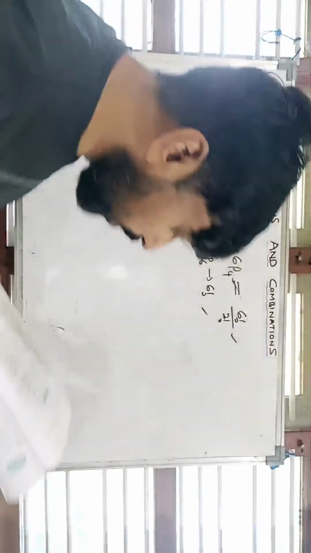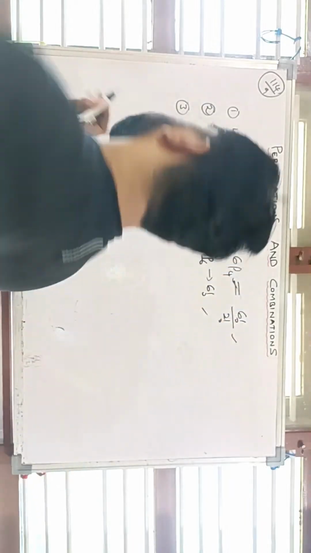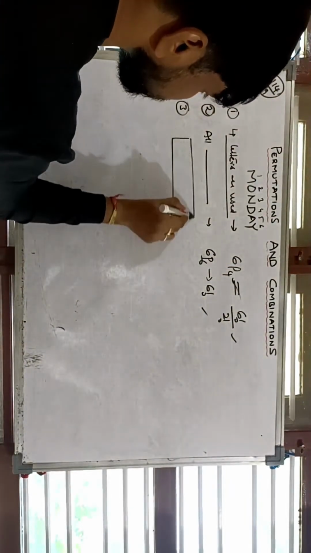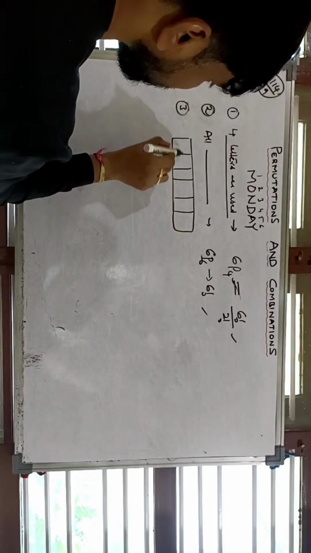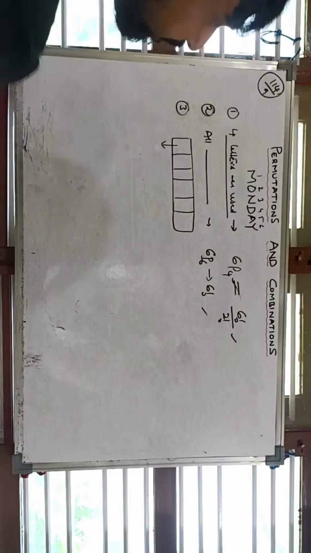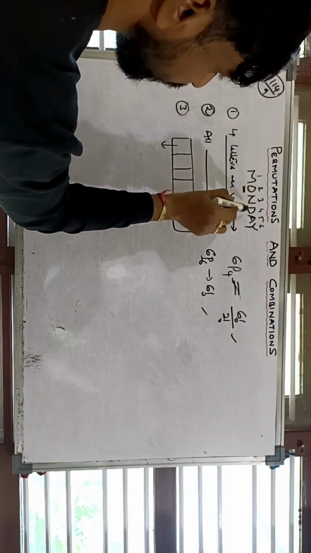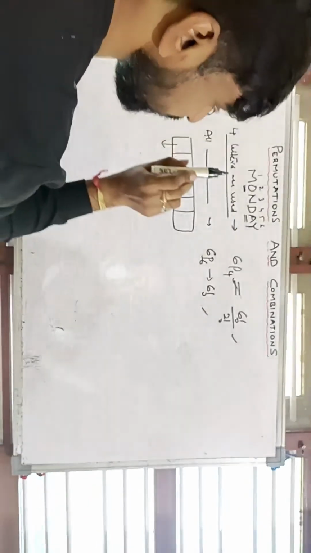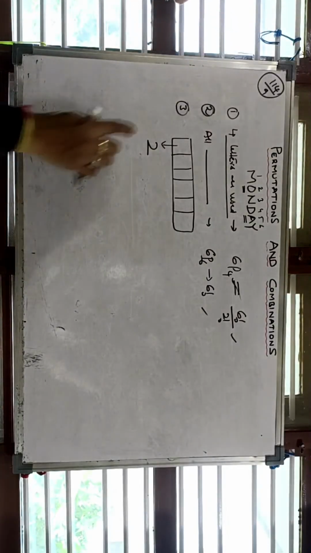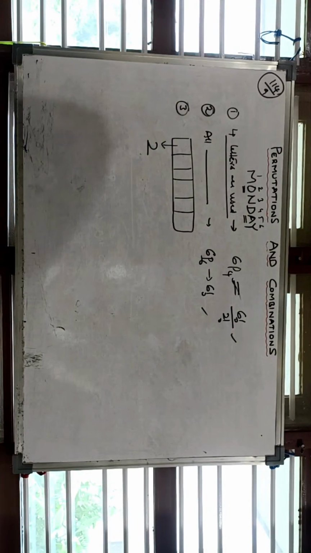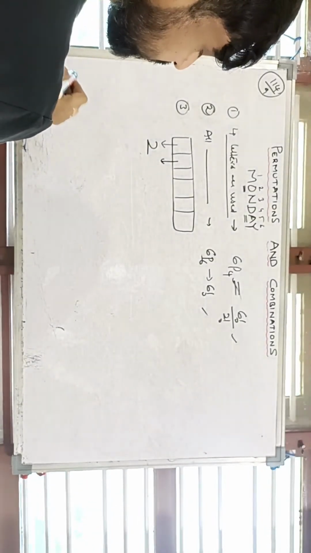Then coming to the third case: all letters are used but the first letter is a vowel. All letters used means you consider 6 boxes: 1, 2, 3, 4, 5, 6. The first box should be a vowel. How many vowels are there? M not a vowel, O is a vowel, N not a vowel, D not a vowel, A is a vowel. So there are 2 vowels, 2 possibilities to fix here: either O or A.